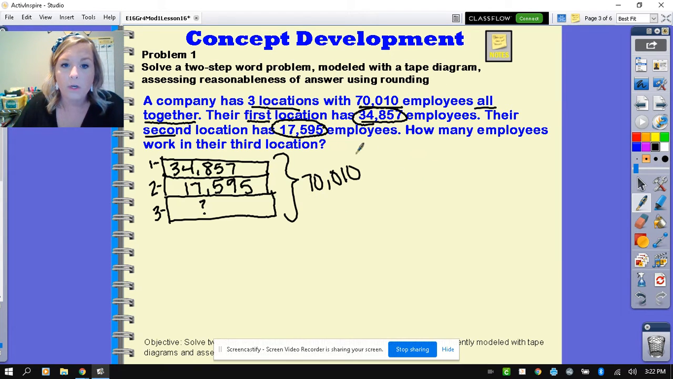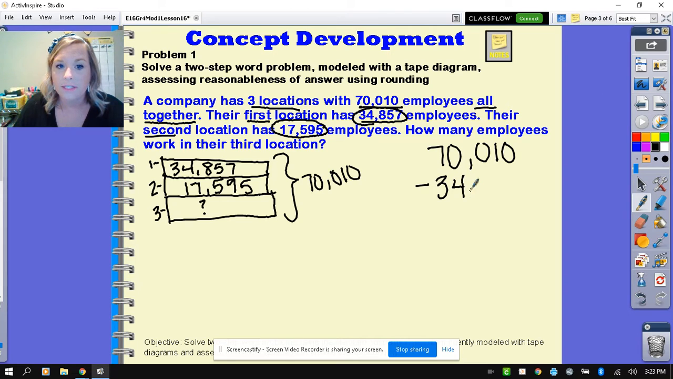So what we're going to start off by doing, you could do this 2 ways. You could add up what we know, which is location 1 and location 2, and then subtract it from the total. For this problem, what I'm going to do is I'm going to just continue to subtract location 1 and then location 2. So I have 70,010 employees altogether. I'm going to subtract location 1 first because we have that information. So 34,857 is what I'm going to subtract.